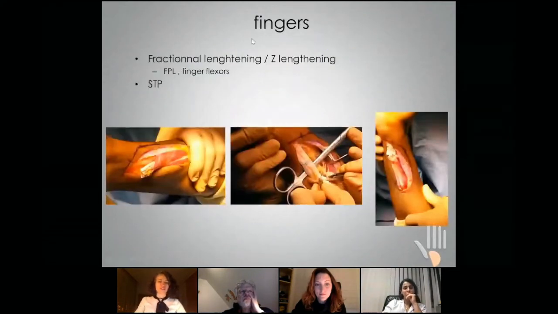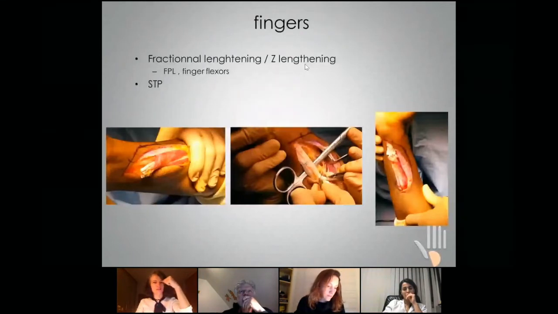For the finger flexors, when you have a wrist flexion and when you recover some extension, and also sometimes even already in the position of flexion of the wrist, you will have tight finger flexors. So you also have to do a lengthening of the finger flexors in order not to have fingers totally closed in the hand. We have different types of lengthening. We can do fractional lengthening or Z lengthening for a functional hand. And for the flexor pollicis longus, we usually do the fractional lengthening.